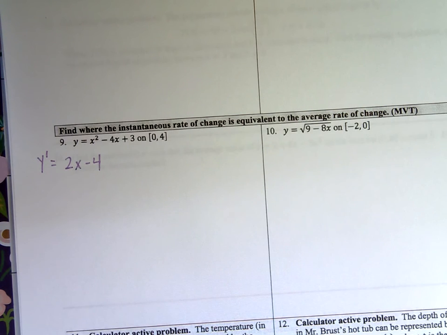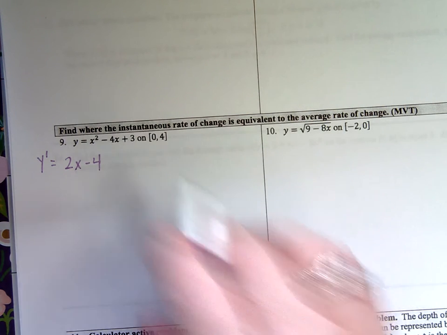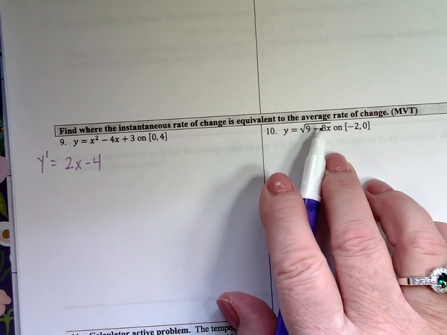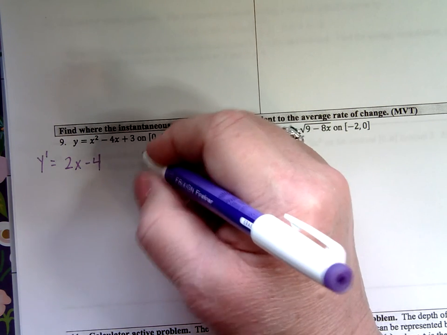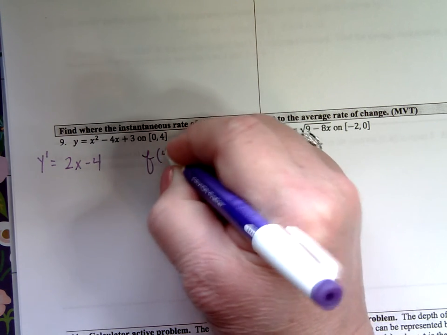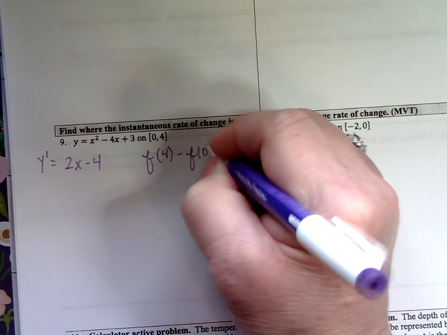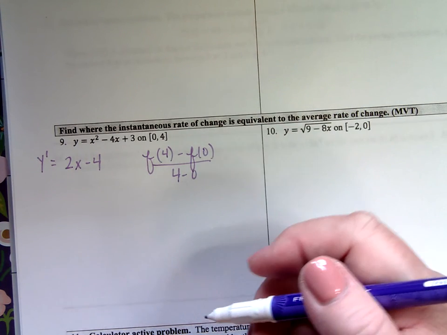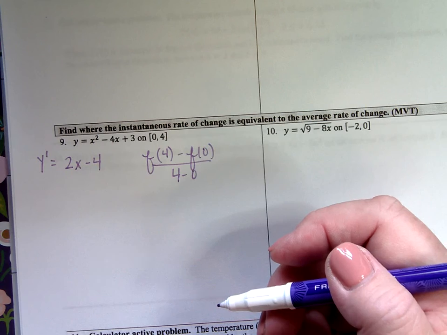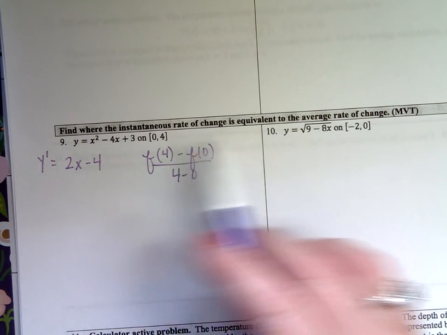Right? Take the derivative. When does the derivative equal the average rate of change? Well, average rate of change is f of b minus f of a. So I've got to figure out what f of 4 minus f of 0 over 4 minus 0 is, and then I'm going to set those two things equal to one another. That's what it's asking me to do. Instantaneous rate of change, average rate of change.